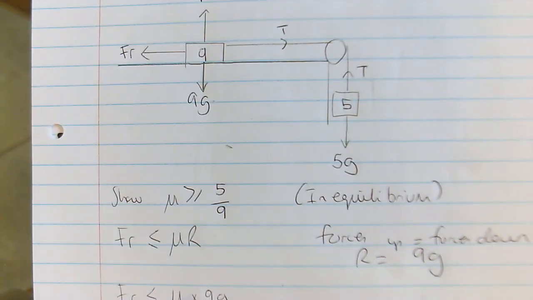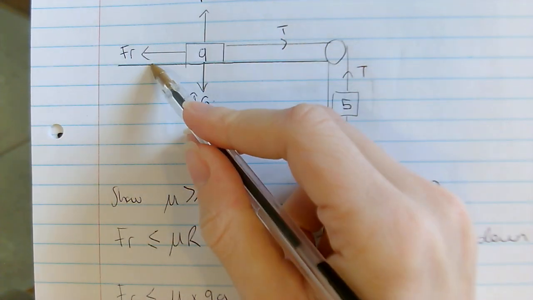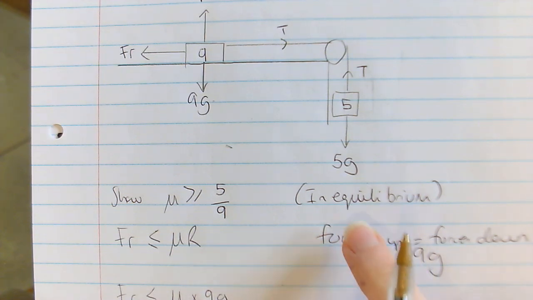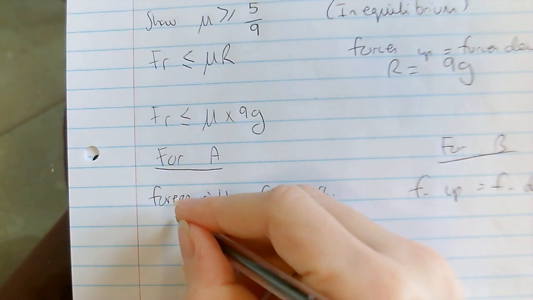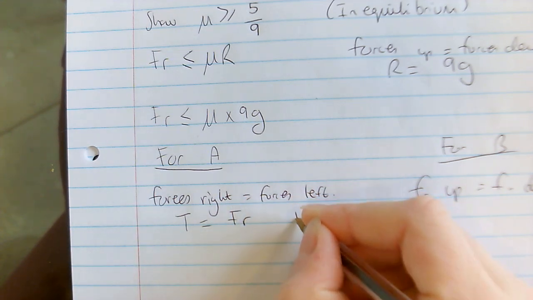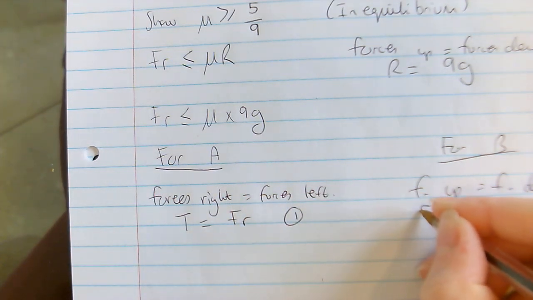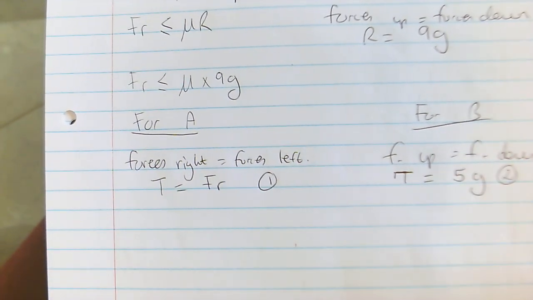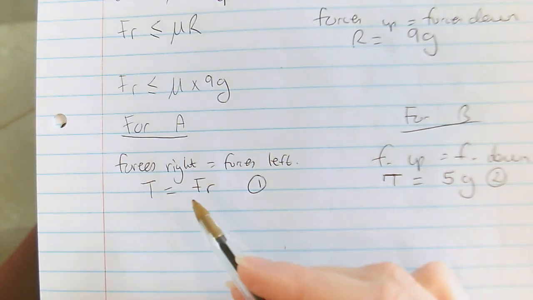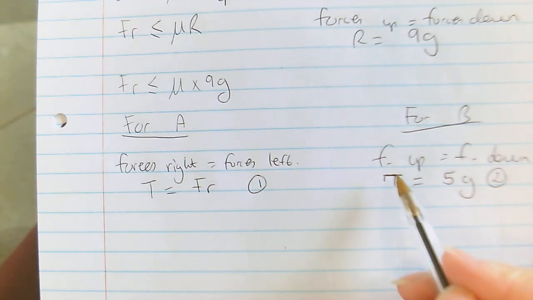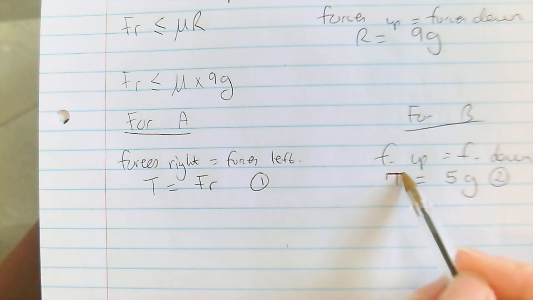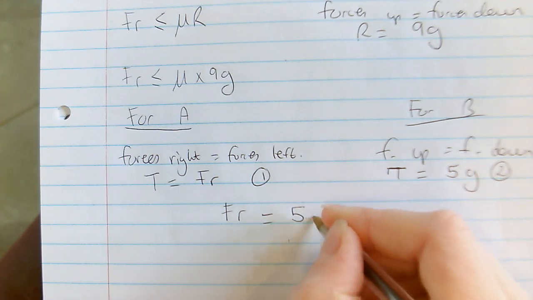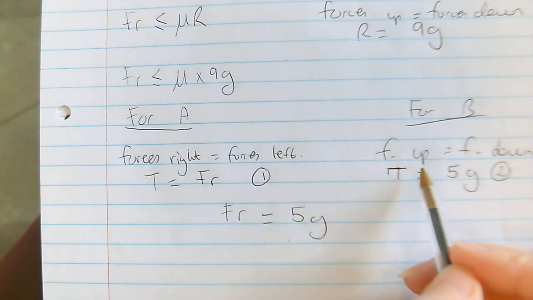So for A, if we go back to our diagram, right equals left, T equals friction. For B, up equals down, T equals 5G, because it's in equilibrium, it's not moving. Okay, so we end up with T equals friction for that one, that's our first equation. And T equals 5G for the second one, the second equation there. Now this one you can solve slightly differently because they're both T equals. You can put them equal to each other, or basically substitute this into this one. So you end up with friction equals 5G.